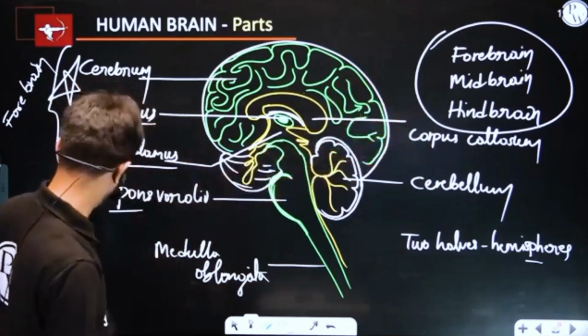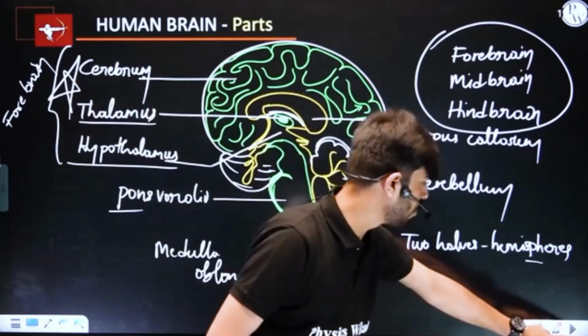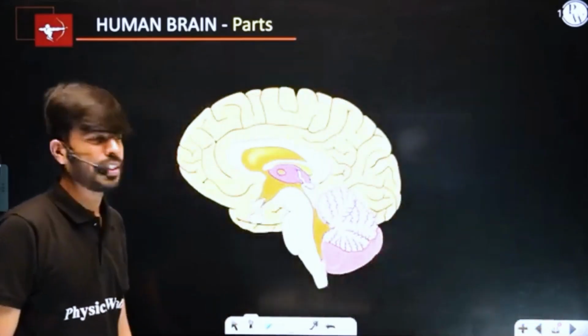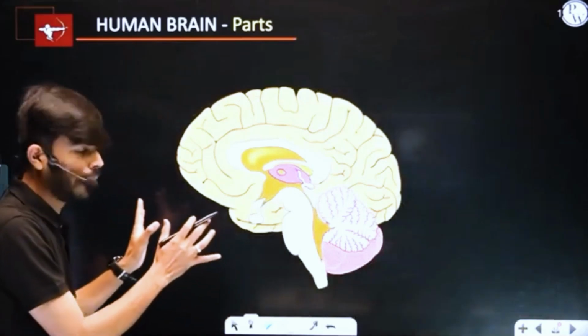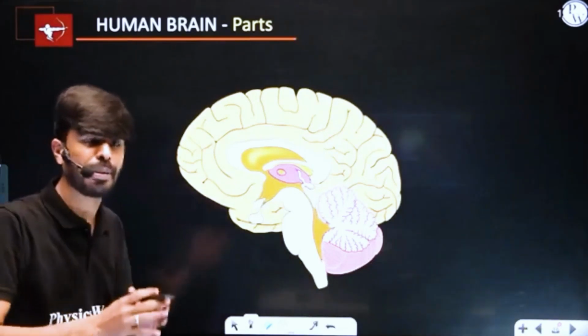Now let's move to the next topic, human brain. Here, this is the structure that they are expecting from you in the examination.